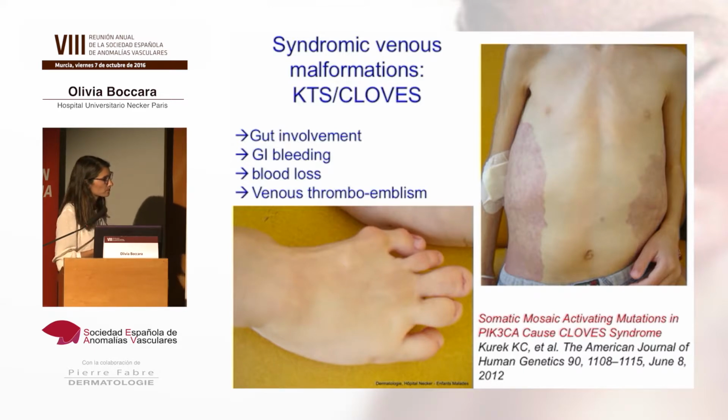And even more complicated venous malformation are very frequently encountered in PIK3CA-related overgrowth syndromes, such as Klippel-Trenaunay syndromes and Clove syndromes, as in this example. And they present frequently gut involvement with the same consequences as in the Bean syndrome, with GI bleeding, life-threatening GI bleeding, blood loss, and they have also venous thromboembolism. We're going to talk about it a little bit later.